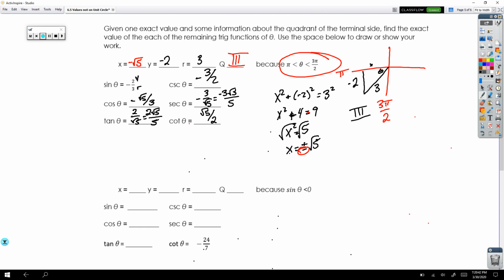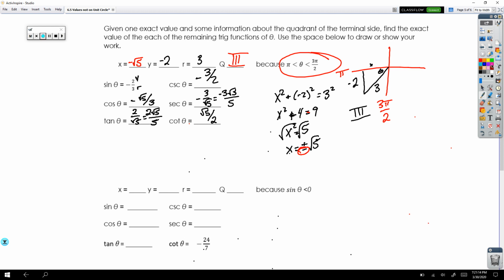So again, the steps there for when you're given one exact value and then some information about theta: unpack the exact value it gives you. That'll give you 2 of the 3 variables we need. Then use the bit of information it gives you about theta to figure out what quadrant your triangle's in. And then use the Pythagorean theorem to solve for the remaining variable. So, let's start by unpacking.